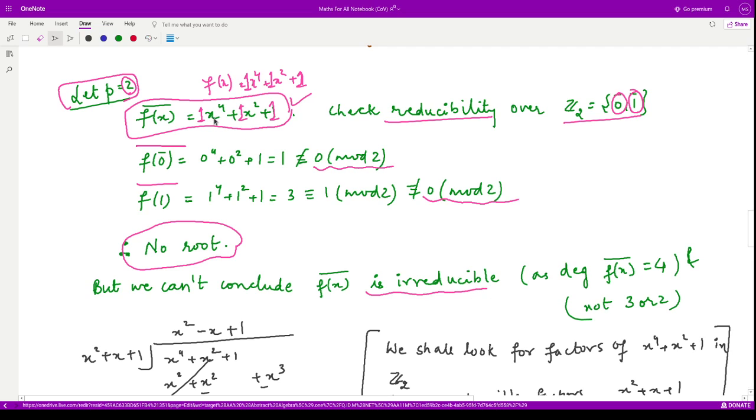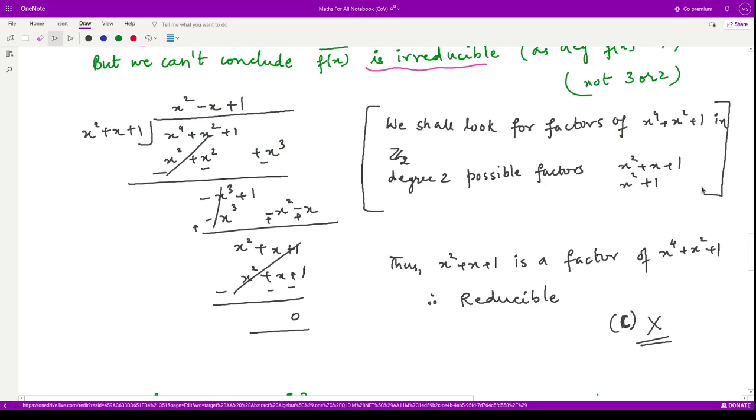Why? Because the degree of this polynomial is 4, right? And whenever the degree is 2 or 3 and you find no root, you can say that the polynomial is irreducible; and if you find a root, it is reducible. Otherwise, we cannot make conclusions about the reducibility of the polynomial whenever the degree is greater than 3. So we do not have any root, but we cannot say with surety that the reduced polynomial is irreducible. So for that, we need to look for some factor of this polynomial.